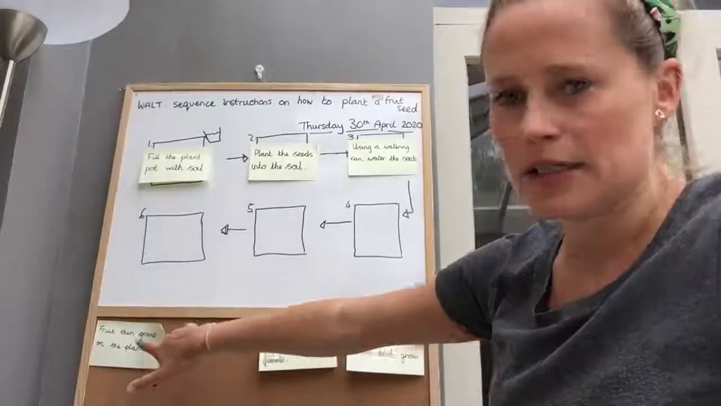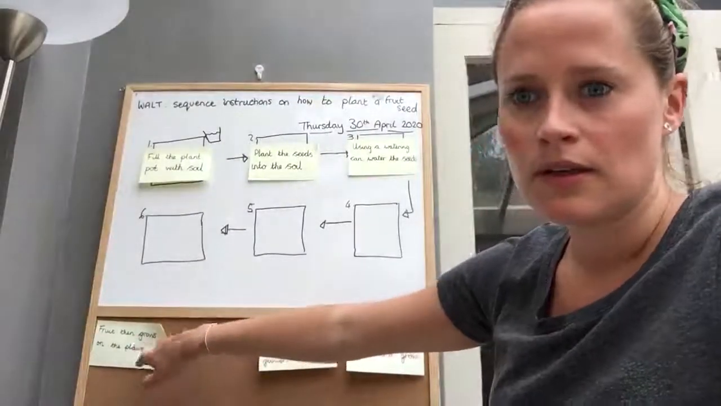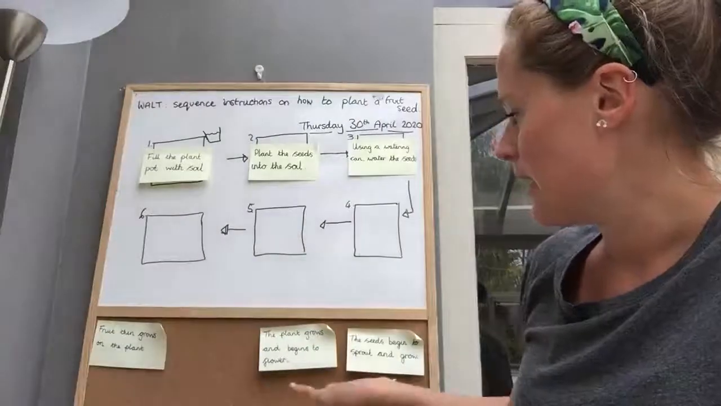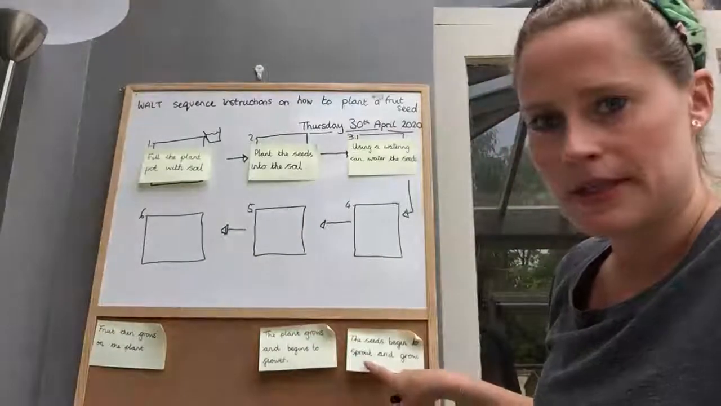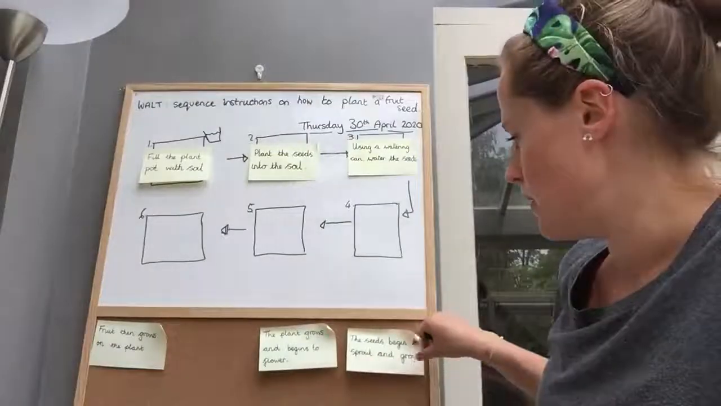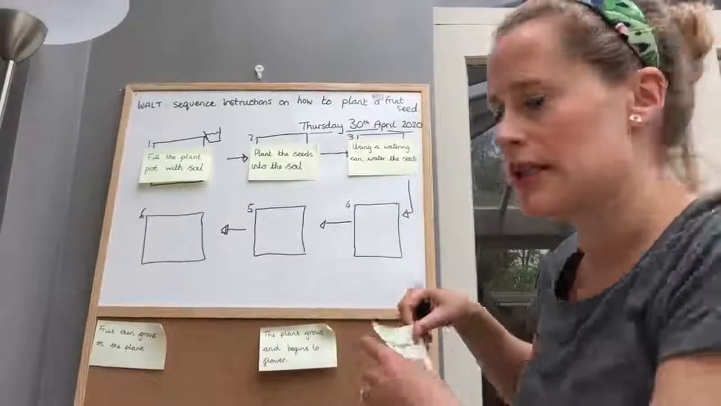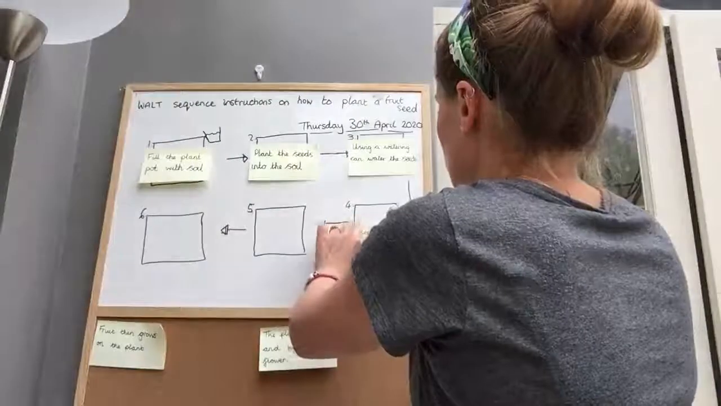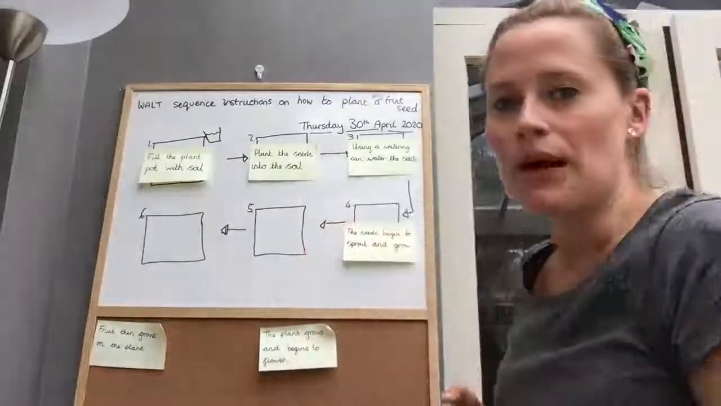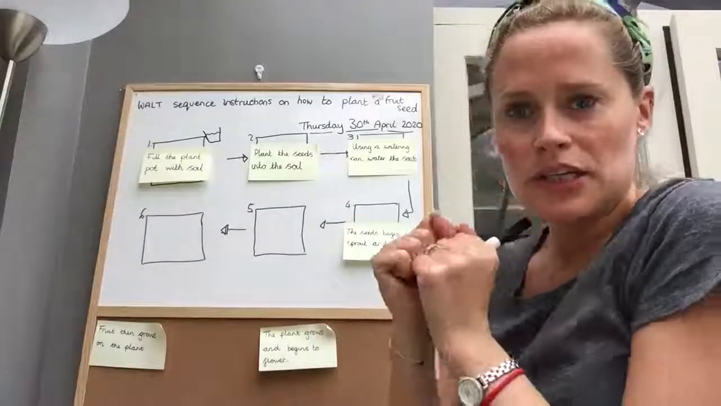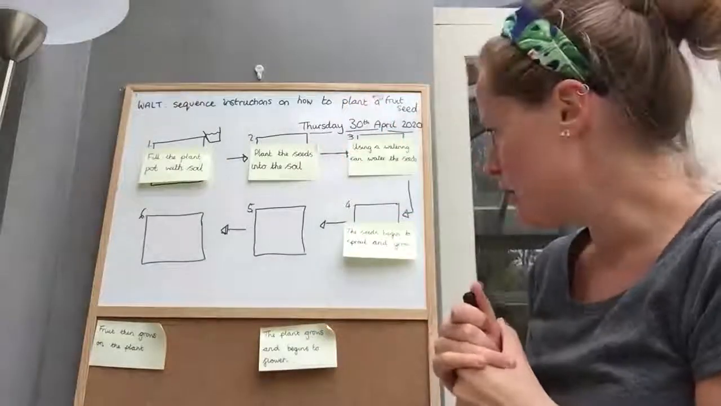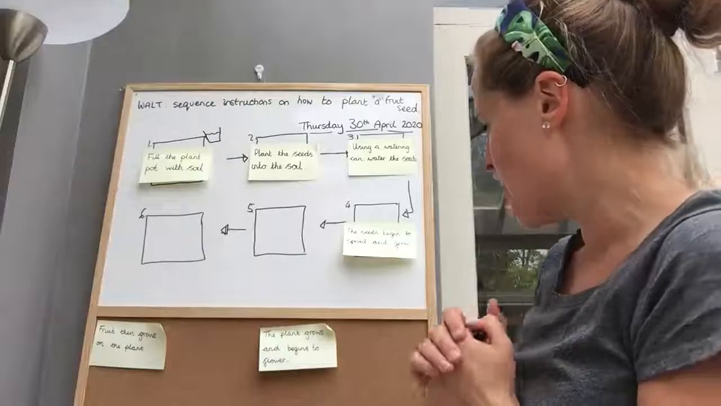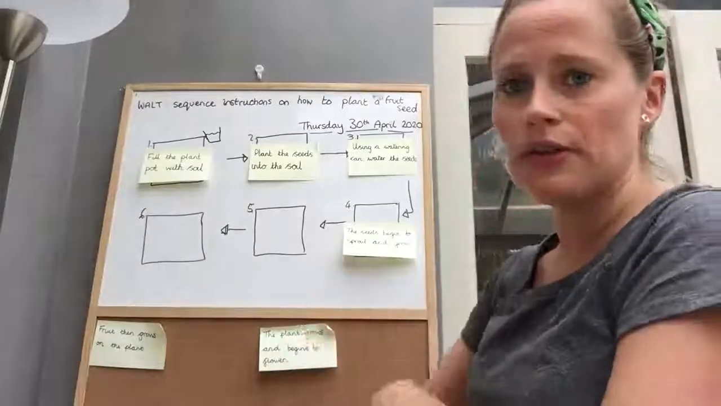Put your hand up if you think it's this one. Okay, I think we're going to do this one. The seeds begin to sprout and grow. So sprout is the stage where a seed just starts to open up a little bit and we start seeing a little bit more of the plant. So the seeds begin to sprout and grow, and then we've only got two left.